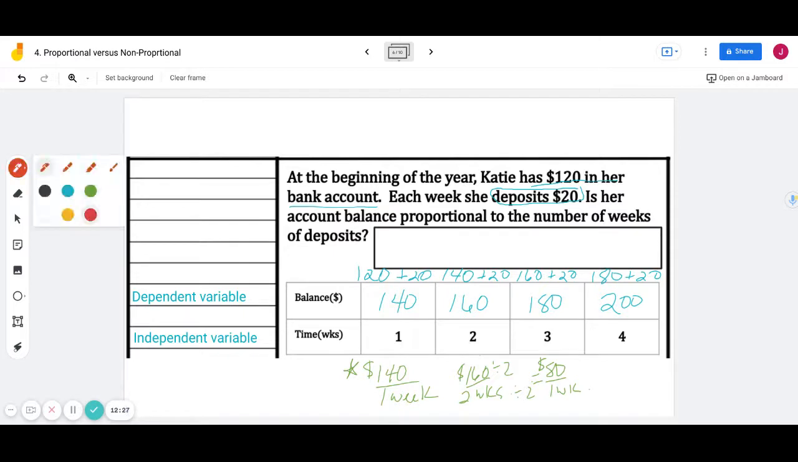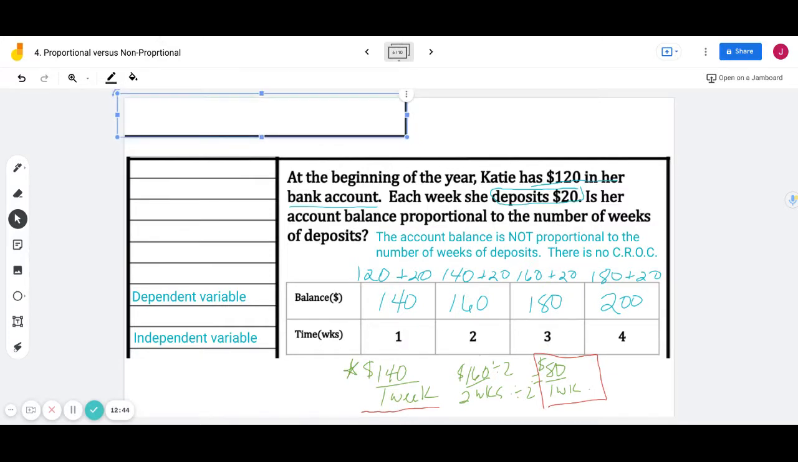Right here, these don't match. $80 per 1 week, and this says $140 per 1 week. So is this proportional? Is there a constant unit rate? Is there a CROC? Absolutely not. The account balance is not proportional to the number of weeks of deposits. There is no CROC. All right. Those are our examples. Now we're going to practice.